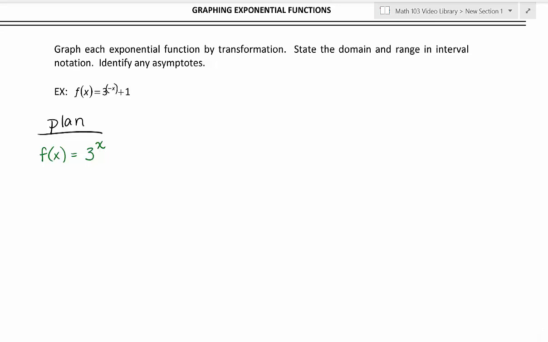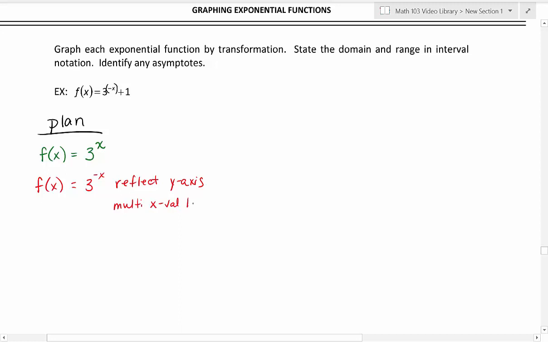Multiplication by a negative on the inside of a function tells us that there's going to be a reflection about the y-axis. And when reflecting about the y-axis, we always multiply our x values by -1. Then we move outside the function and start looking for transformations.